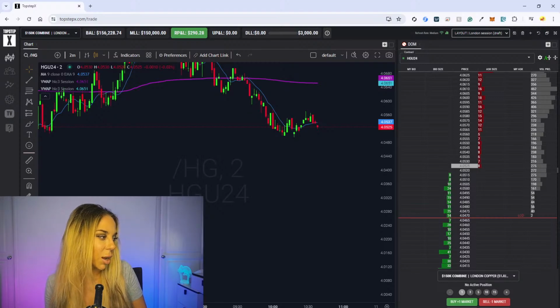What broker do I use? AMP Futures for the company account.